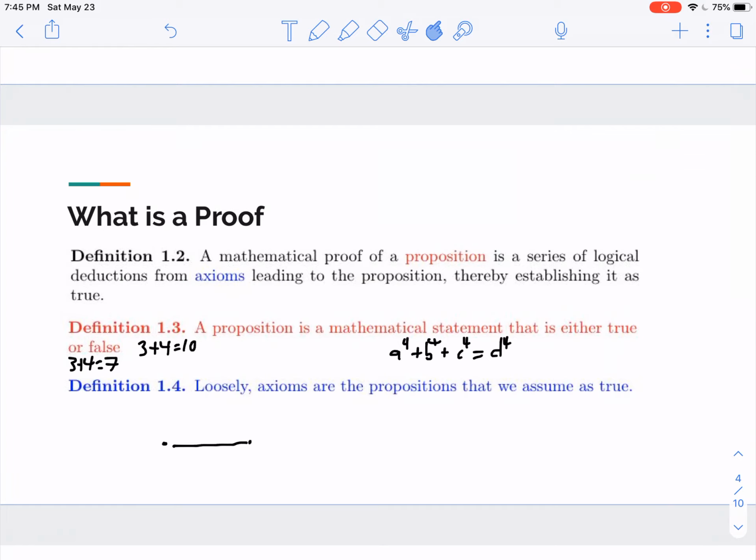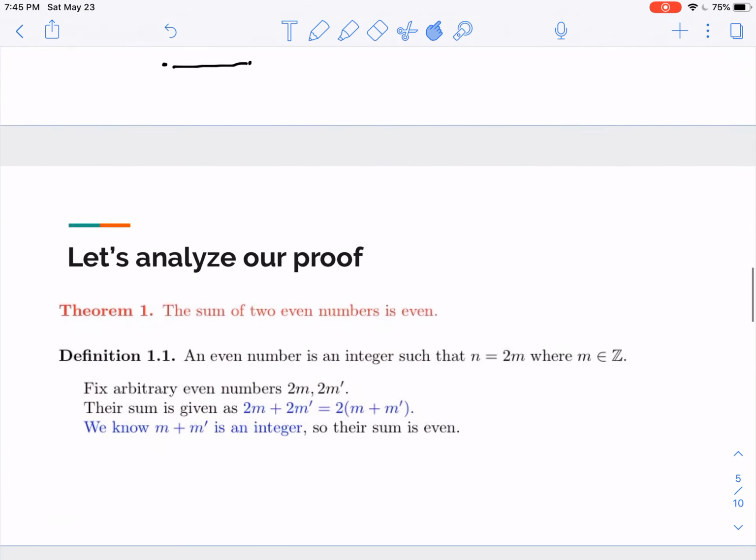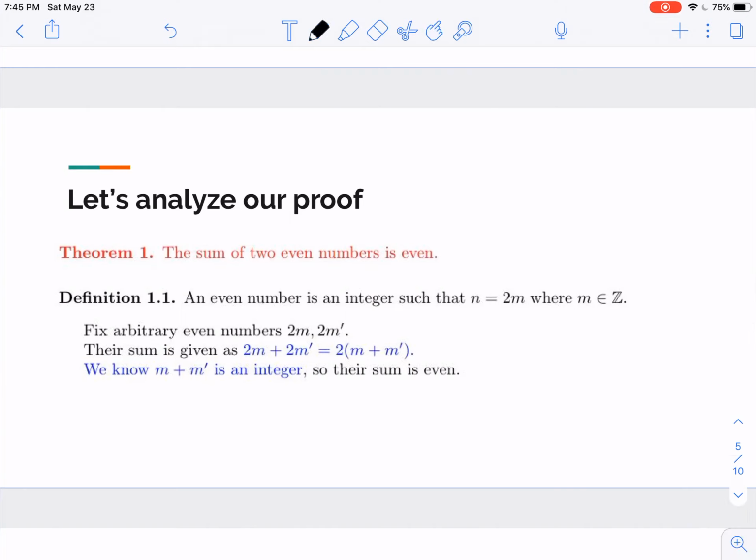And so let's apply this definition of a proof to the proof that we just did. Remember, we begin by stating a proposition: the sum of two even numbers is even. That's a fact. It could be true. It could be false. And so that makes it a proposition. And then what we do is we fix arbitrary even numbers. We can write that as 2m and 2m prime, because by definition, an even number is 2 times some integer.